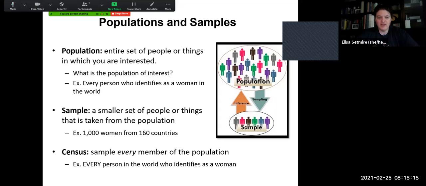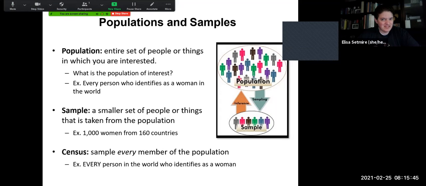The sample is a smaller set of people or things taken from the population. So rather than asking every single woman in every single country, let's say we ask 1,000 women from 160 different countries. So we take a smaller sample or just a little taste of the population as a whole. A census would be every single member of the population. So if we literally asked every person in the world who identifies as a woman.